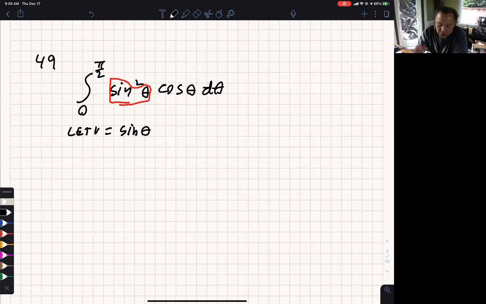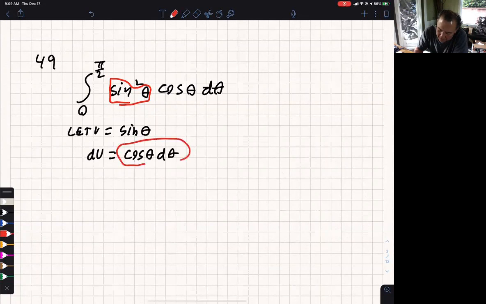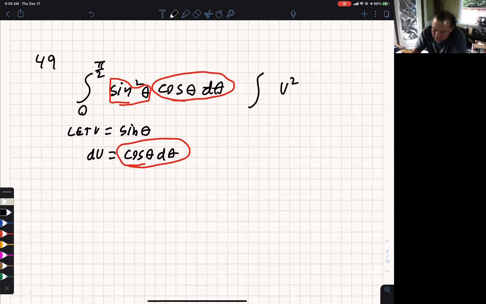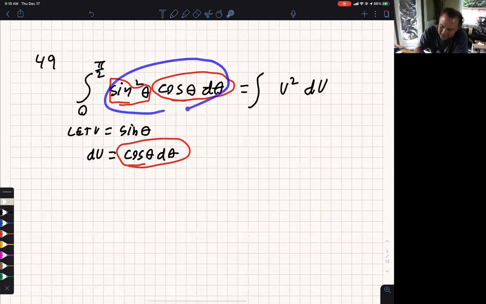So we're going to let u be sine theta. If we do that, we take the derivative. So du will be cosine theta with a d theta. So here's what's beautiful. I want cosine theta d theta. There it is. And so I can replace sine with u and cosine theta d theta with du. That is so much prettier than this.